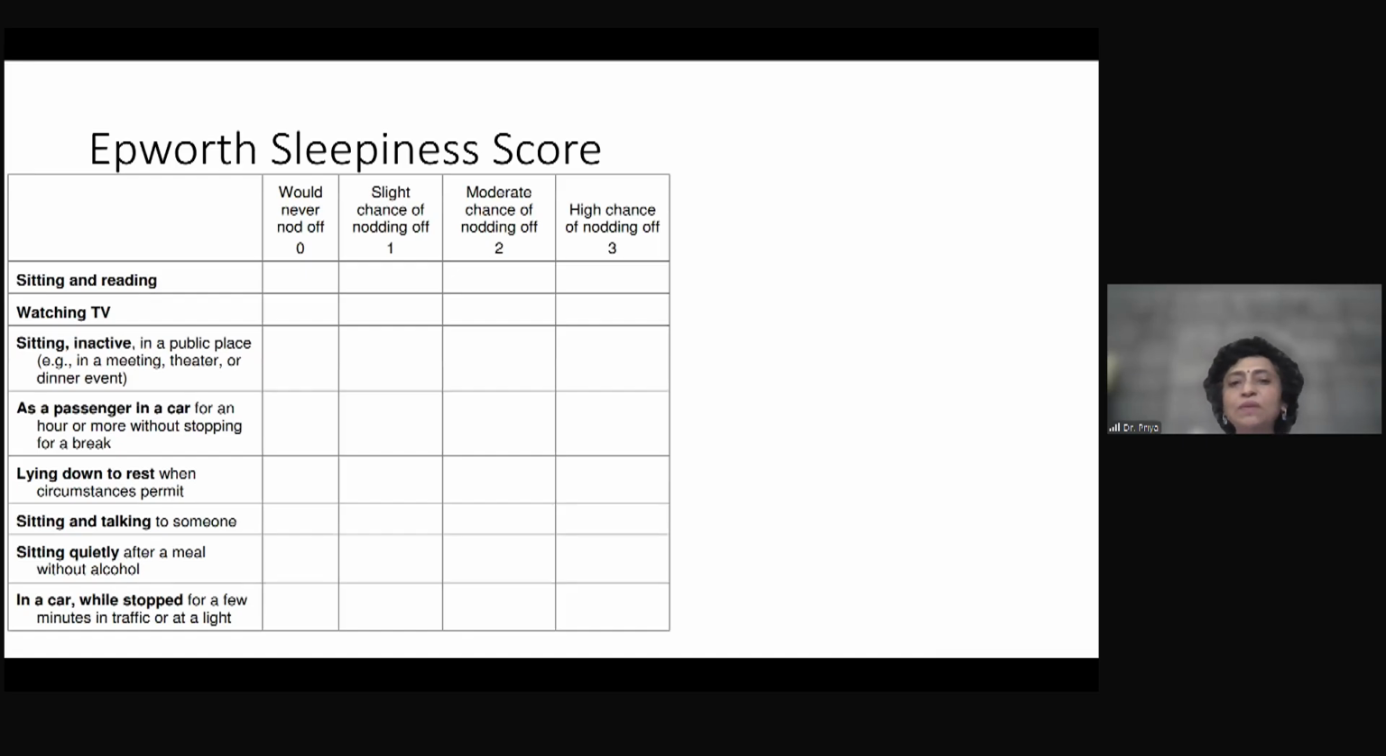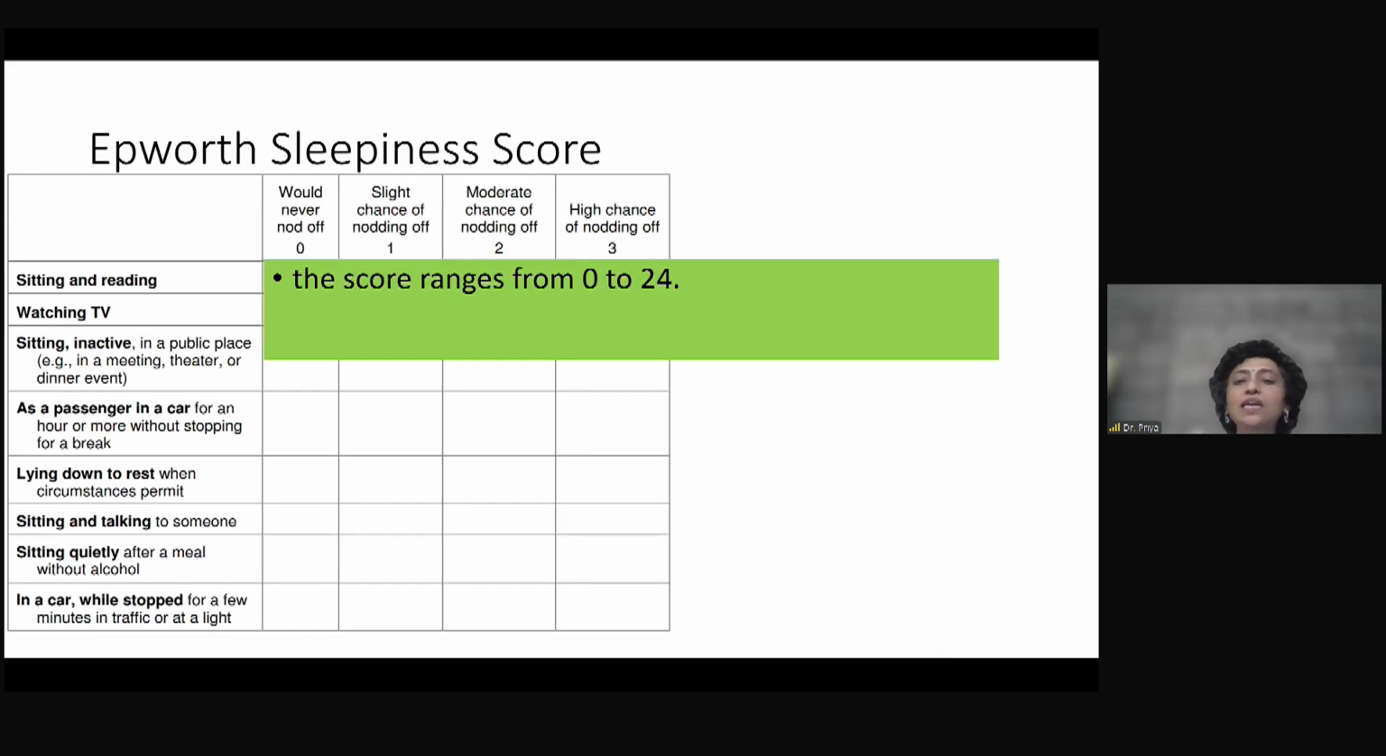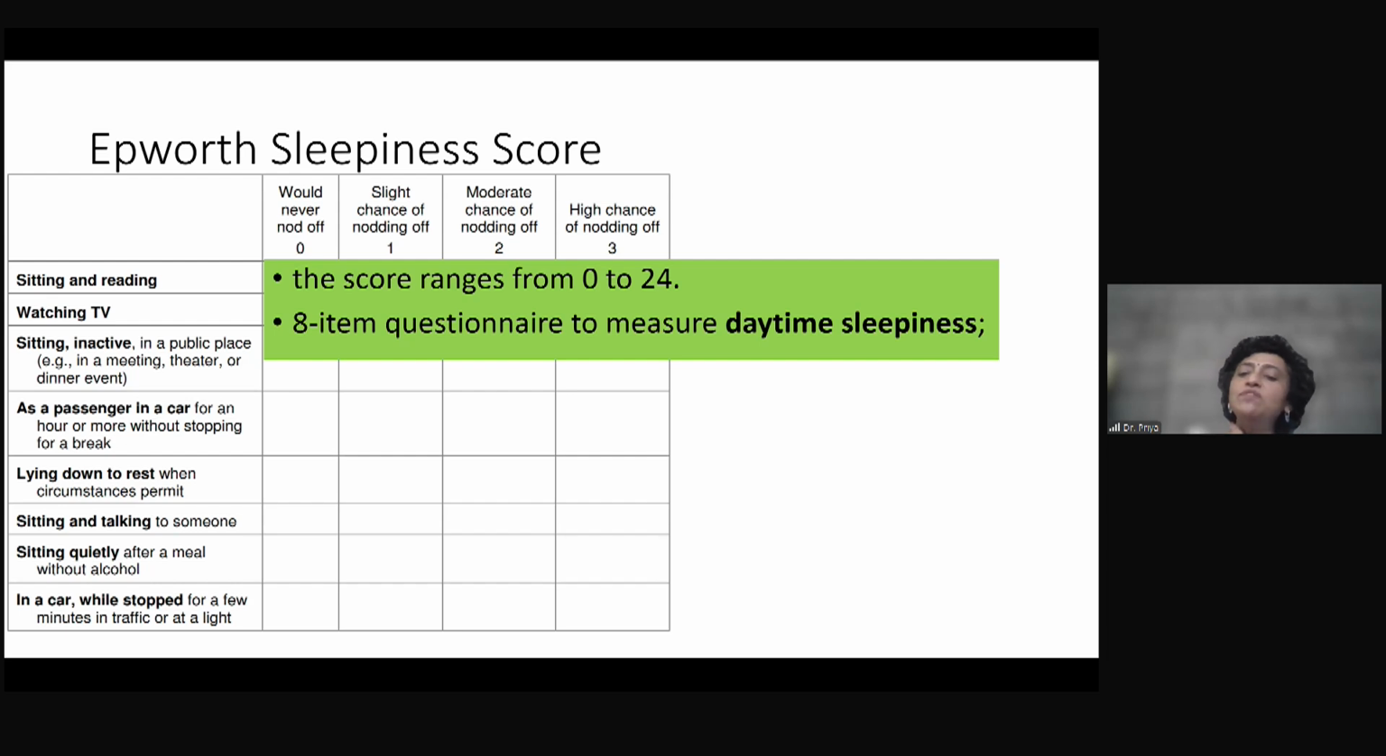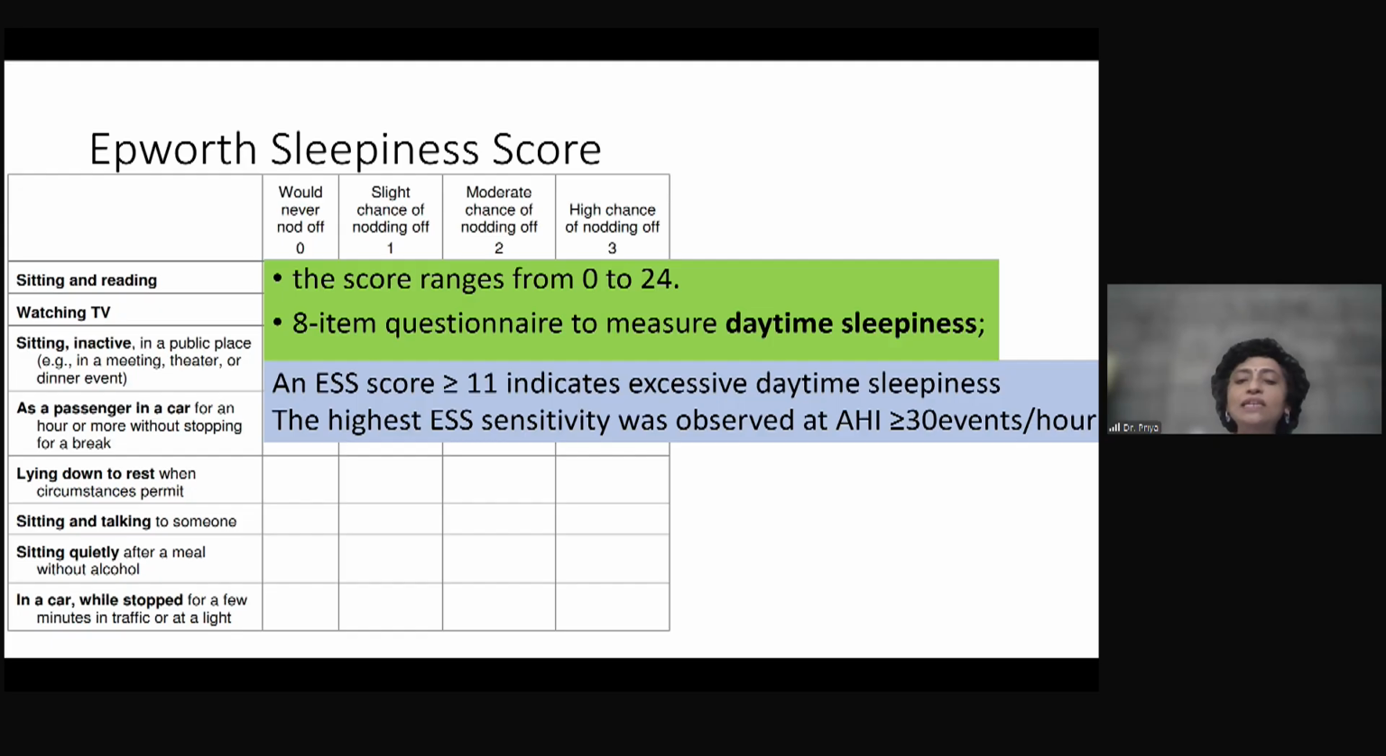So this is the Epworth Sleepiness Score. We are all very familiar with it. The score ranges from 0 to 24, it is an 8-item questionnaire which measures the daytime sleepiness of the individual, and a score of more than 11 indicates sleepiness. The highest ESS sensitivity is observed at an AHI of more than 30 events. Again, it is more for moderate to severe OSA only. It may fail to detect people who don't have sleepiness.